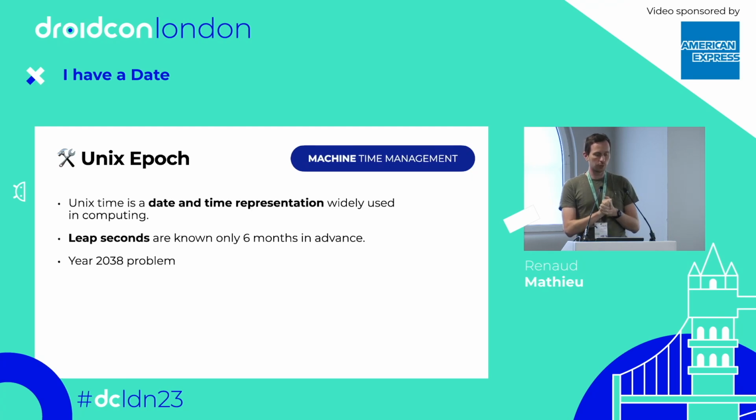You might be aware of the Unix epoch, or the epoch. It's the Unix time, which is a date and time representation used widely in computing. We know the leap seconds 6 months in advance. Basically, it measures the number of seconds that have elapsed since January 1st of 1970, the beginning of the Unix epoch. And we made some adjustments with the leap seconds through time.